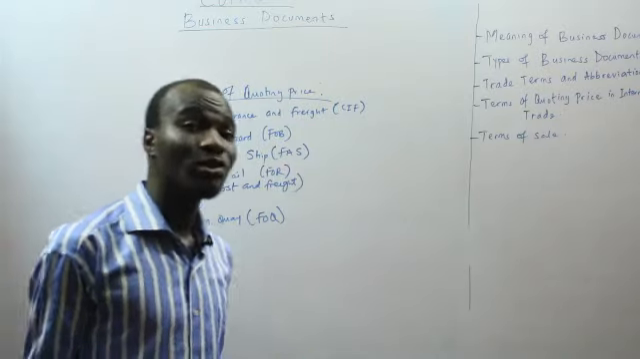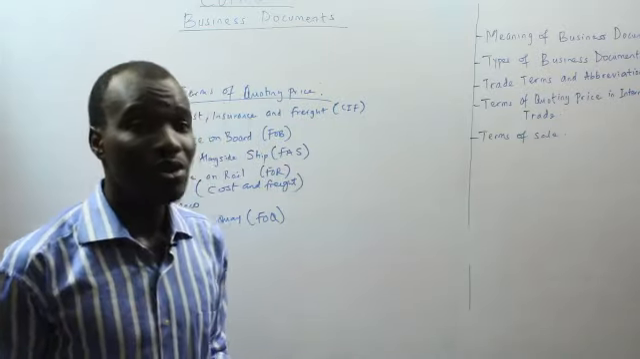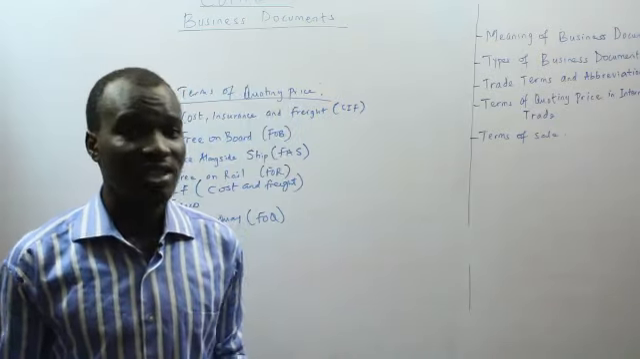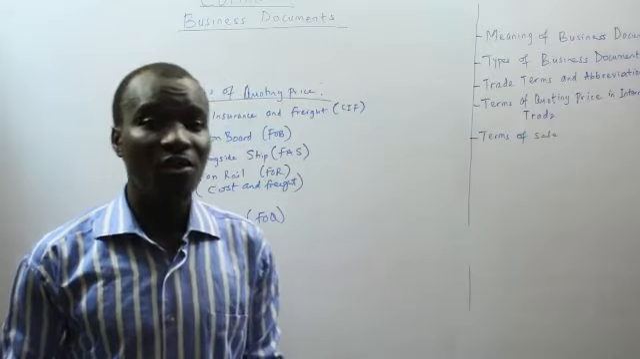The next thing we have now is cost and freight. It means the price quoted only includes the cost of the goods and that of freight. Any other charges, like insurance, will then be the responsibility of the importer.